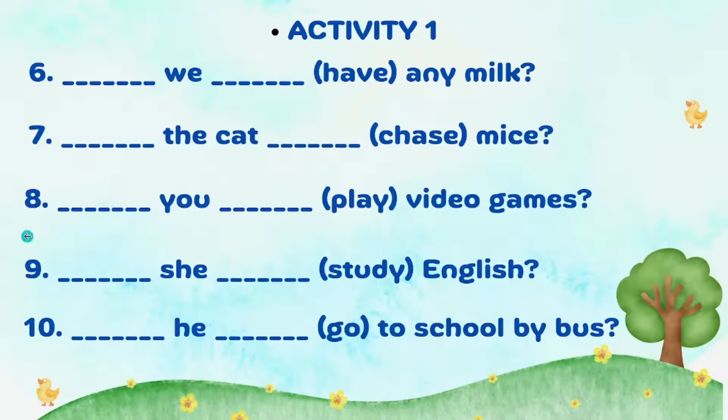Now for number 8. Here again, we use the pronoun you. So, what are we going to use here? Do or does? Of course, it's going to be do, for the I, you, we, and they. Use do. Do you play video games? That's the correct answer. Do you play video games?